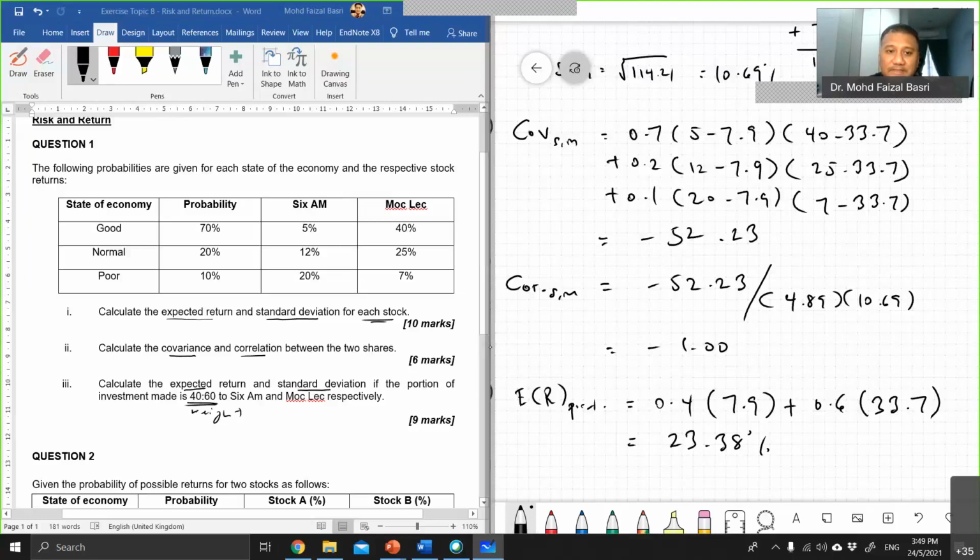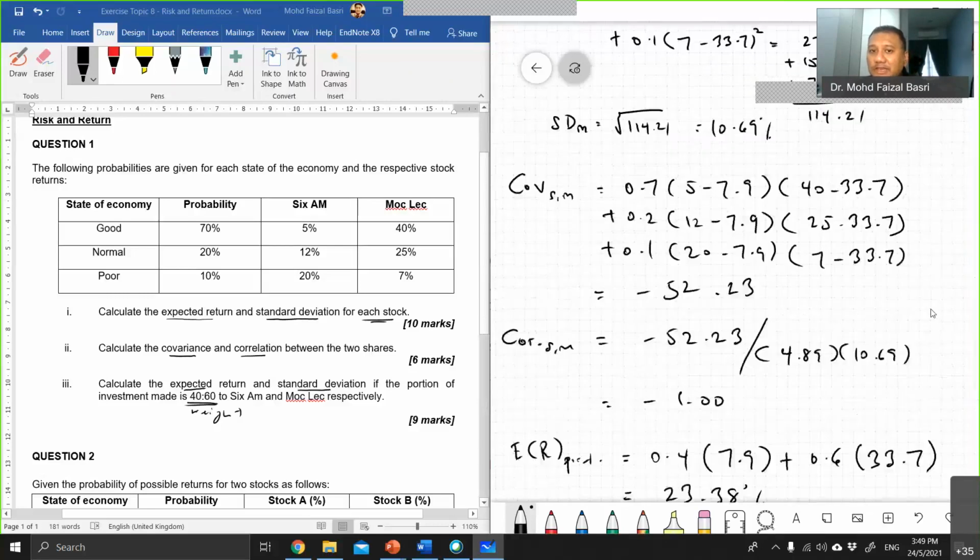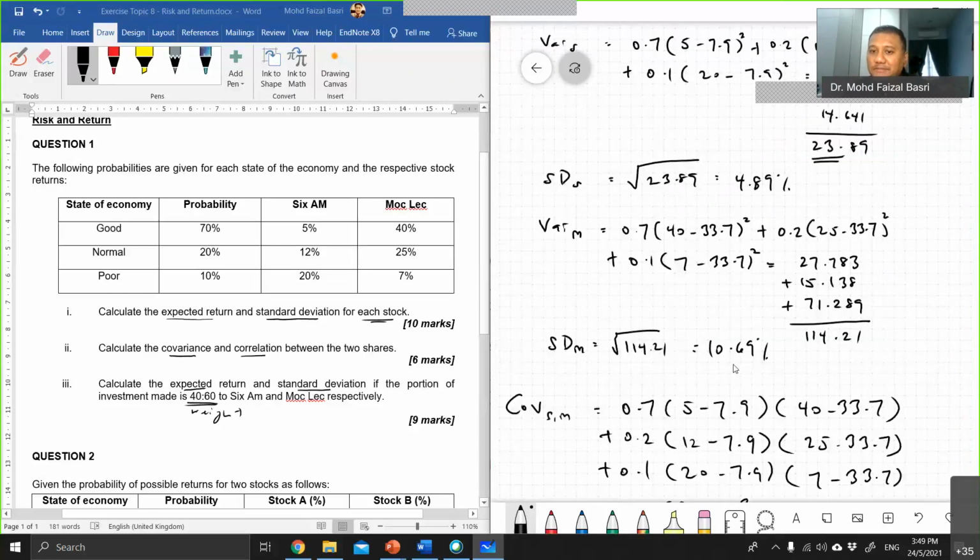As I said, I sacrifice: instead of putting all the money that I have in stock M, for example, which will give me an average return of 33.7, I want to reduce my risks. I want to diversify my portfolio. So I put 40% of my money in stock S. My average return now is 23.38%, and by doing this, obviously, I'm going to reduce my risk. Earlier I had 10.69% risk for stock M. If I put all my money in stock M, I'm going to have 10.69% risk.